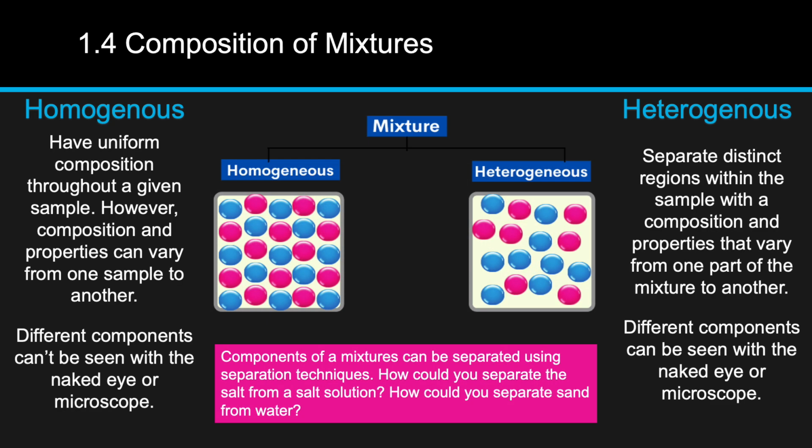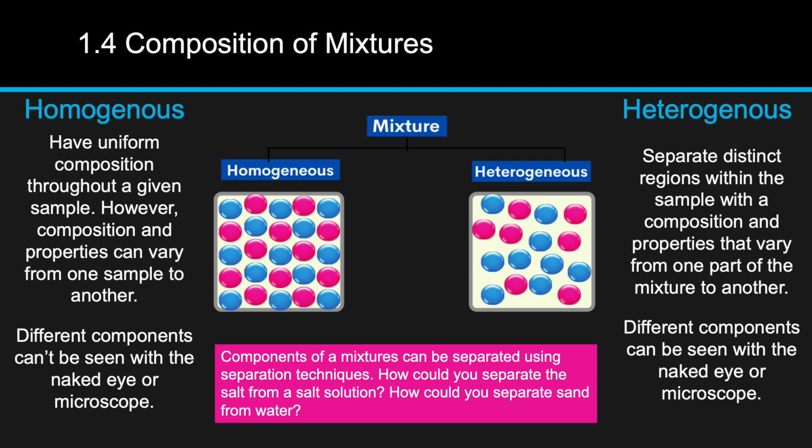So when we talk about homogeneous mixtures, we know that they have a uniform composition throughout, just like shown in that diagram on the left there. However, just remember that composition and properties can vary from one sample to another. So for example, if you make several samples of salt water, even though they're all homogeneous, you might have a higher saturation level of salt in one than in the other. So it's a different composition and properties in each one of those samples.